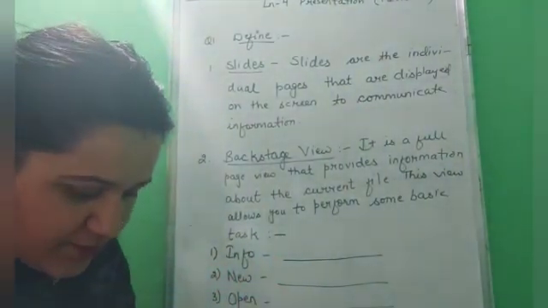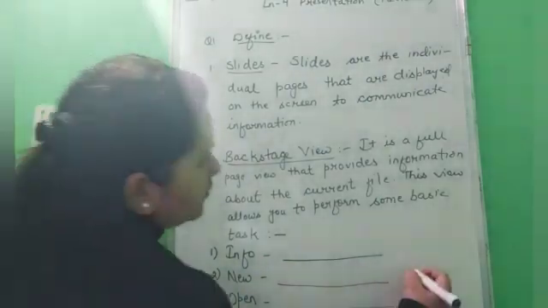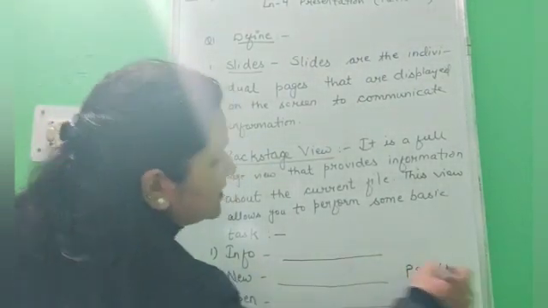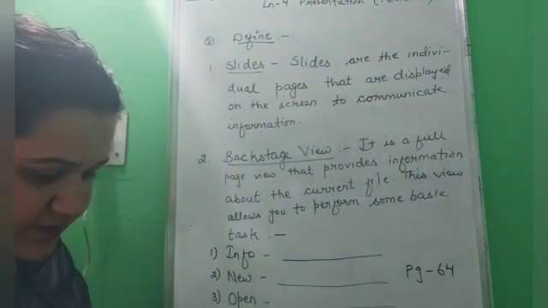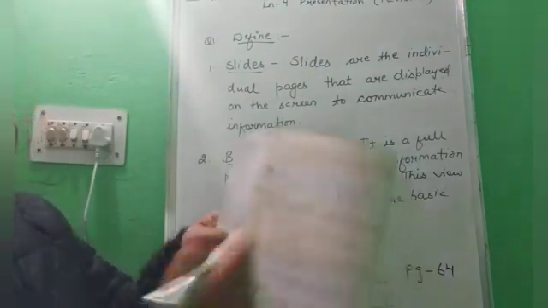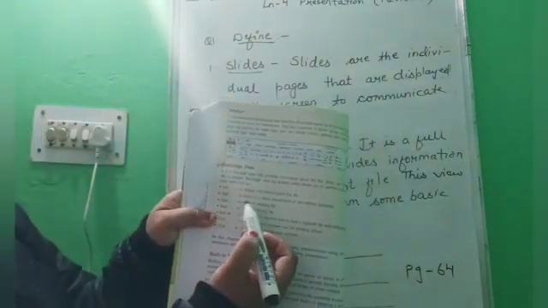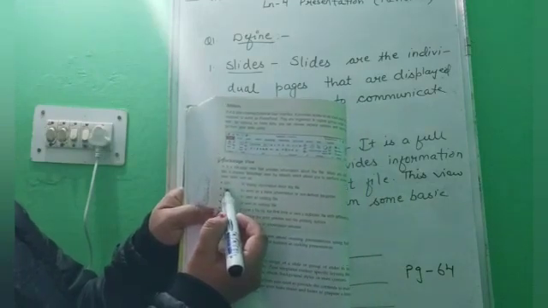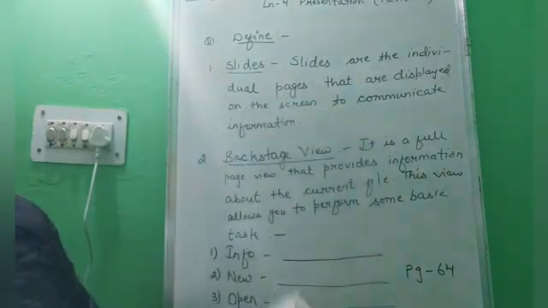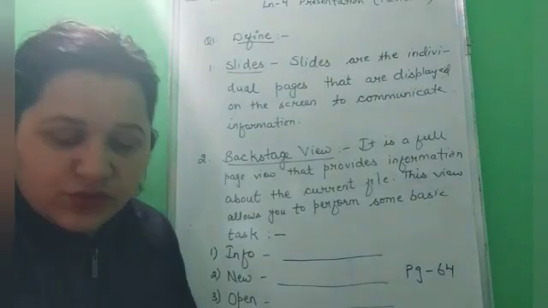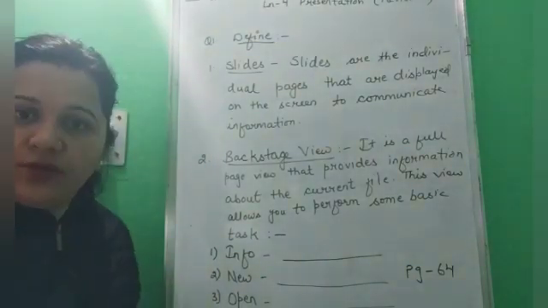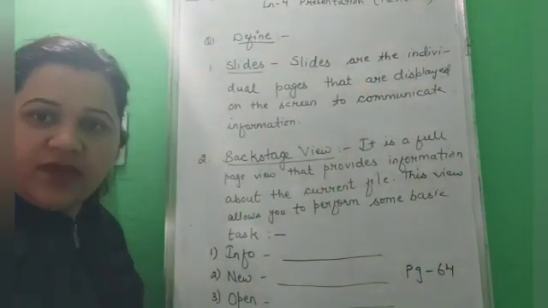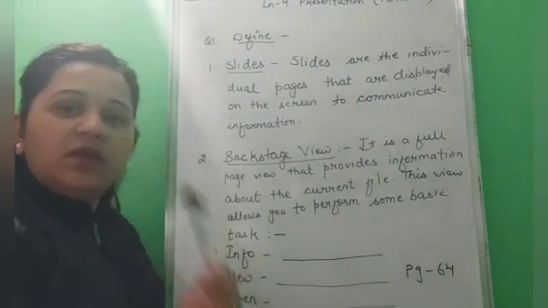Okay children, so now you have to write about them also. It is given on page number 64. From here you can write about them also. You have to explain them: info, new, open, save. So write down about them in your notebook. I have not written it over here. You have to find out the answer, then write it down and learn it as well.